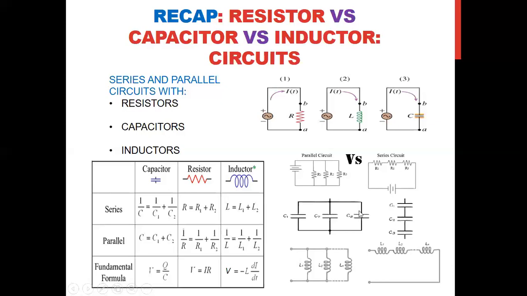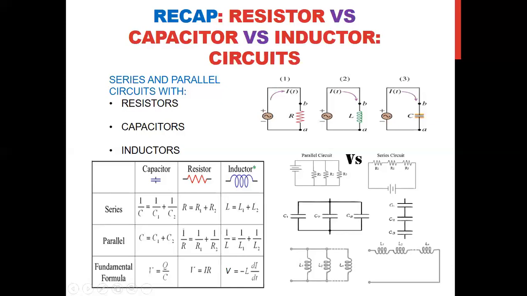Whereas for capacitor in series, their total capacitance relation is 1 by C equals 1 by C1 plus 1 by C2. Whereas in parallel, they are C equals C1 plus C2, direct addition. And they follow these formulas.